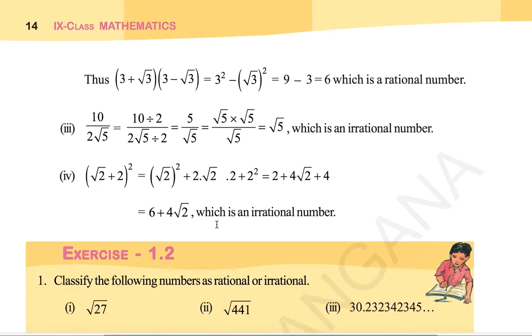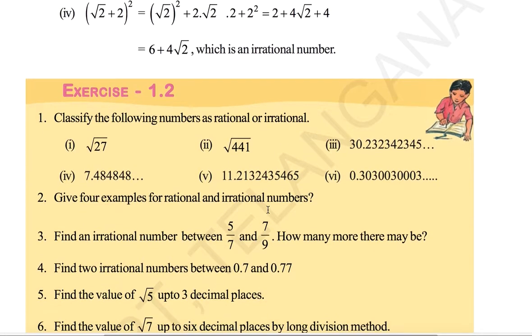Rational. Irrational. Irrational. That is what I mentioned, right? Classify the following numbers as rational and irrational. Root 27 or 3 root 3, so irrational. Root 441, irrational, not a perfect square. This number is going on without any repetition, so this is irrational. This is rational, repeating. This one is not repeating, so irrational. This one is repeating, no, not repeating, so irrational.